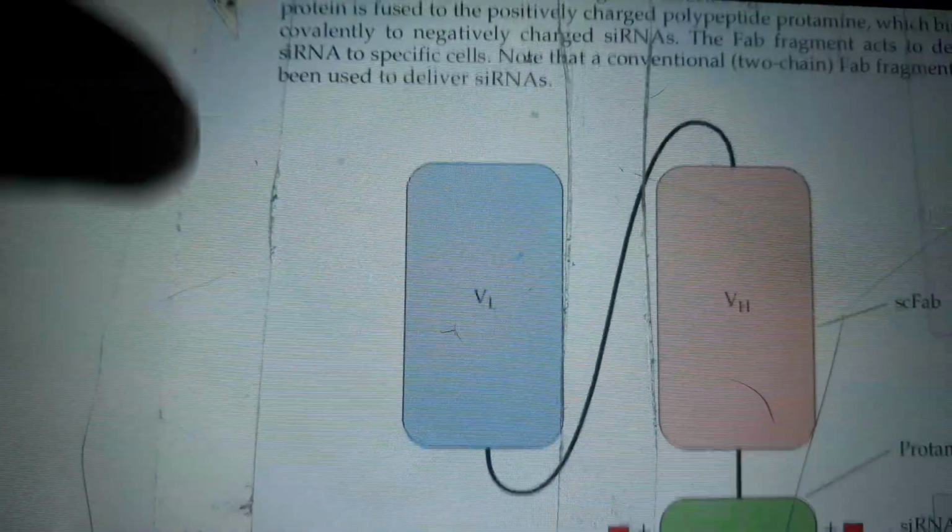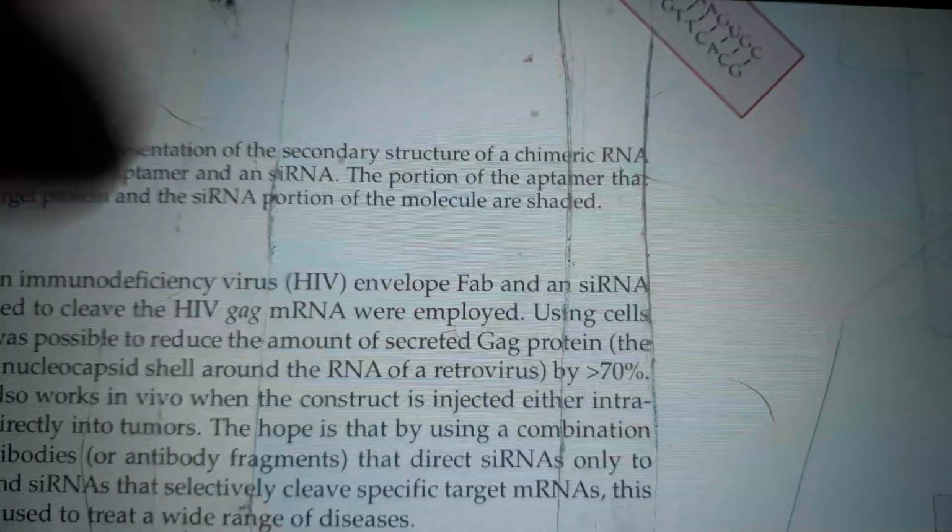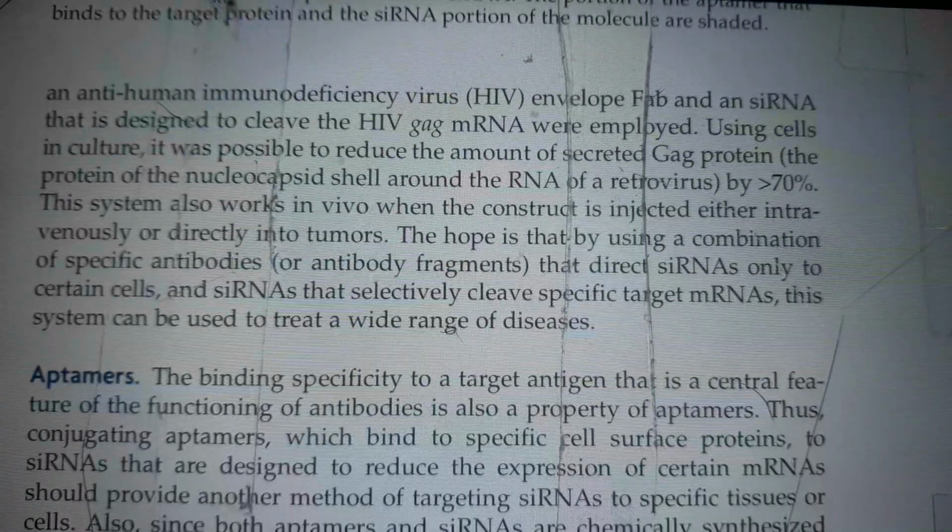In one test of this system, an anti-human immunodeficiency virus HIV envelope Fab, and an siRNA that is designed to cleave the HIV gag mRNA were employed. Using cells in culture, it was possible to reduce the amount of secreted gag protein, the protein of the nucleocapsid shell around the RNA of a retrovirus, by greater than 70%. This system also works in vivo when the construct is injected either intravenously, or directly into tumors.